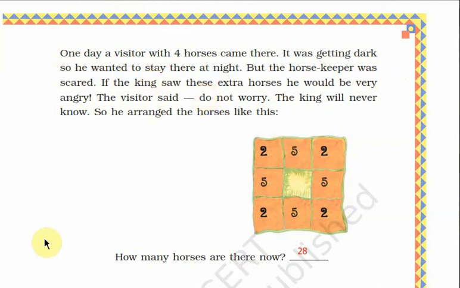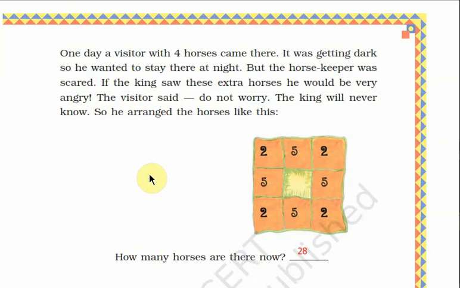So what happened one day? One day a visitor came to the king's castle, and along with him he brought 4 horses also. It was getting dark, that means the day is going to end and night is going to come. So the visitor had to stay somewhere at night time, so he decided to stay there.